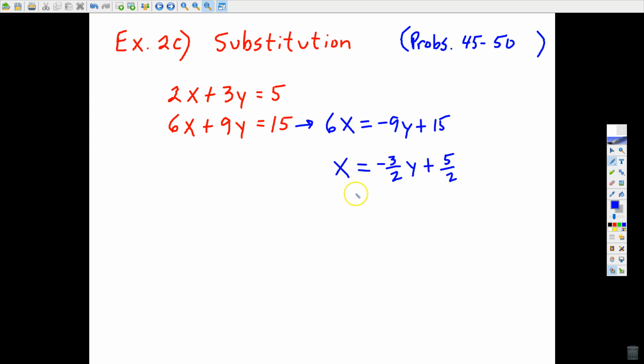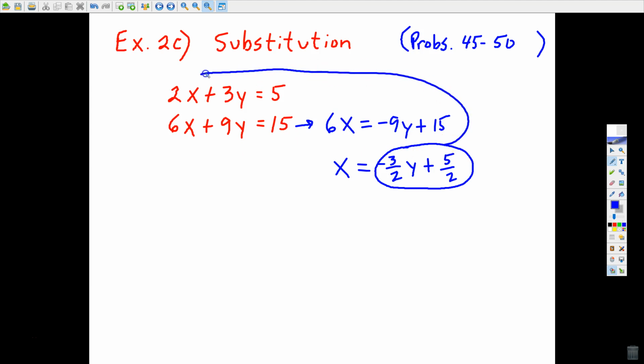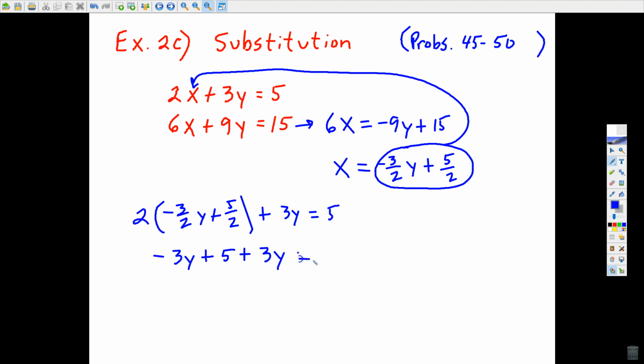Okay, well again, solve for a variable and then replace that variable in the other equation. So I solved for x on the bottom. Now I'm going to replace x on the top. So 2 times the quantity negative 3/2 y plus 5/2, plus 3y is equal to 5. Multiplying here, I get negative 6 over 2, which is negative 3y. I get 10 over 2, which is 5, plus 3y is equal to 5.